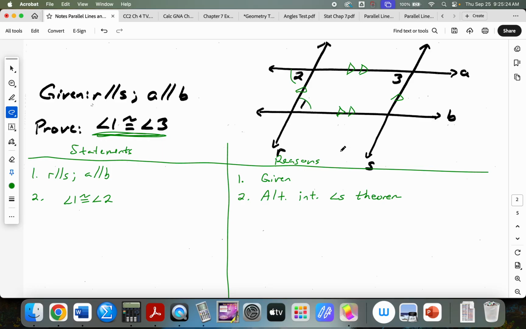So far I know angle 1 is congruent to angle 2. What should I know about angles 2 and 3? 2 and 3 are congruent, because they are what type of angles? Corresponding. They're corresponding angles. All right. So angle 2 is congruent to angle 3, and that's the corresponding angles postulate. It's the only one that's a postulate.